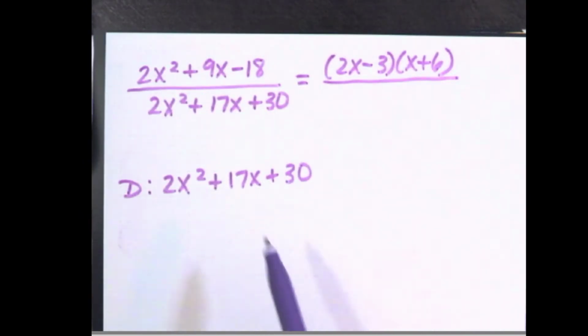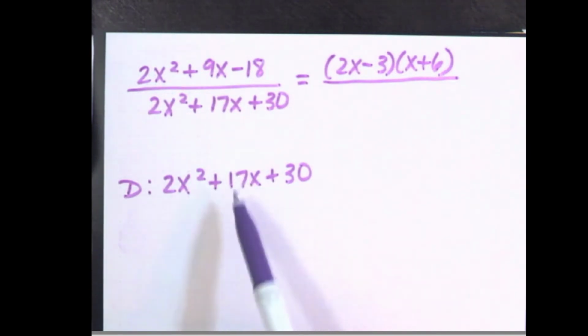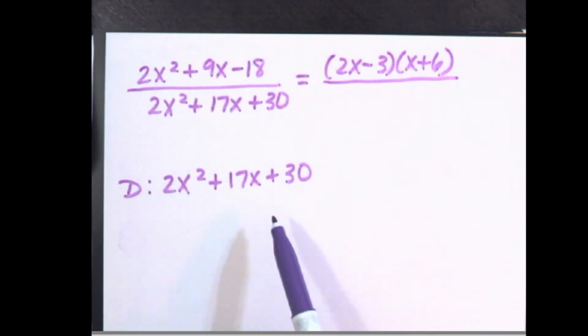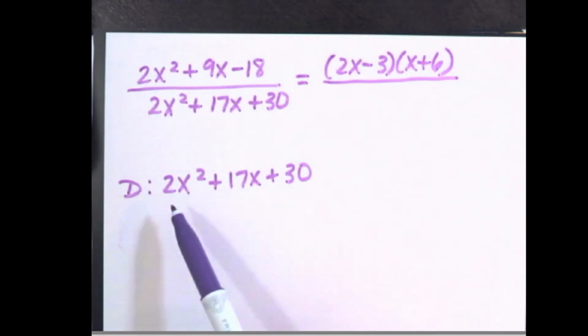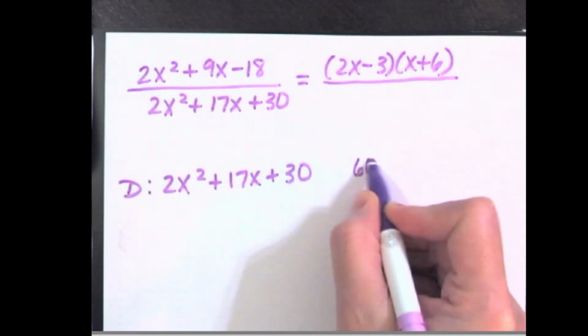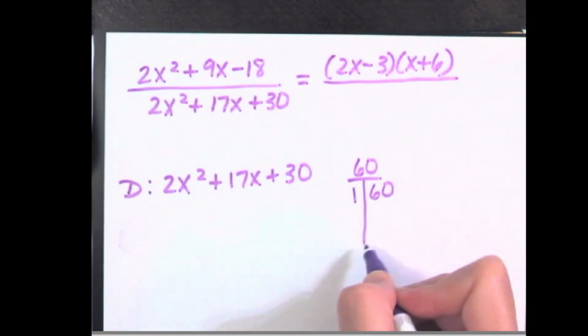Now we will take a look at the denominator. And again, 2 does not go into that middle term, so I'm not going to be able to factor out a GCF. So I'm looking to find AC, so that will be 2 times 30, which is 60. So we need to list factors of 60.